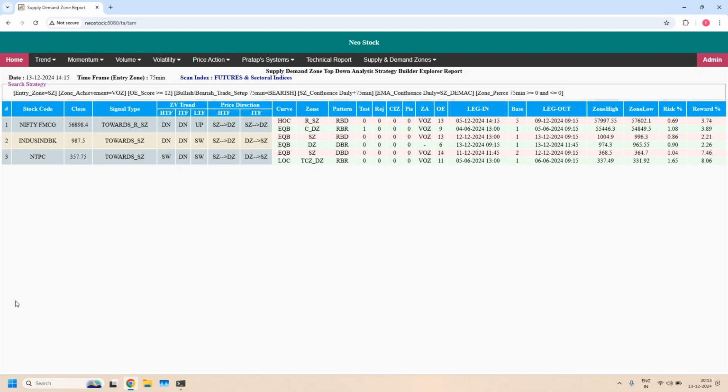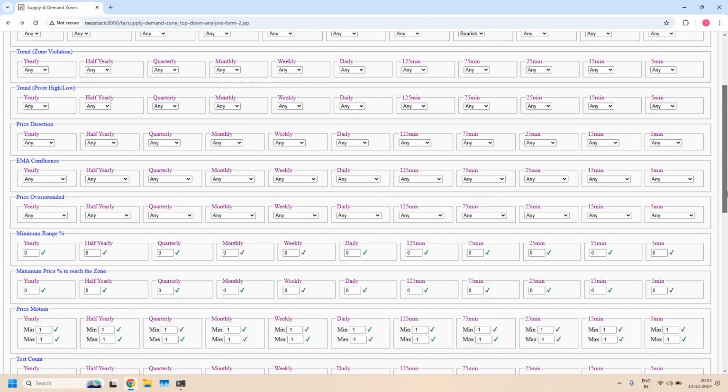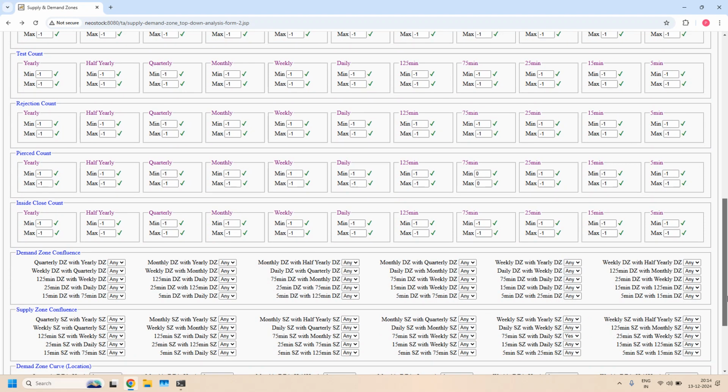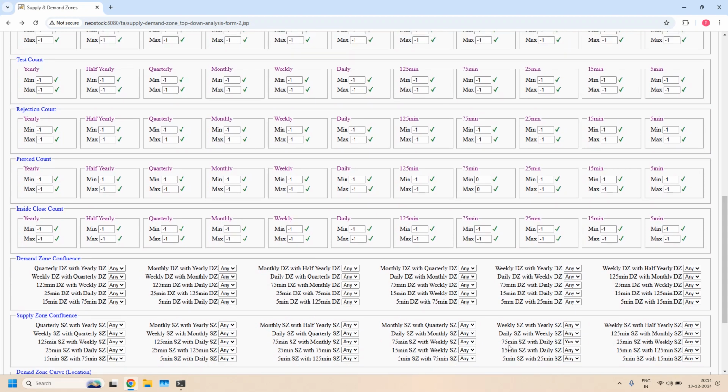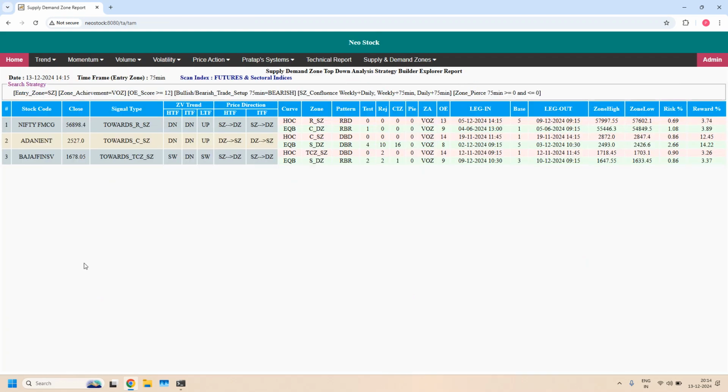Next, let us look for LTF, ITF and HTF supply zone confluence. I have to remove the EMA filter. In the supply zone confluence, we need to set 3 filters. First filter is already enabled, that is 75 minutes with daily. Next filter, 75 minute supply zone with weekly supply zone confluence. Next, daily supply zone with weekly supply zone confluence. With all the 3 filters, LTF, ITF, HTF supply zone confluence, we got 3 stocks.